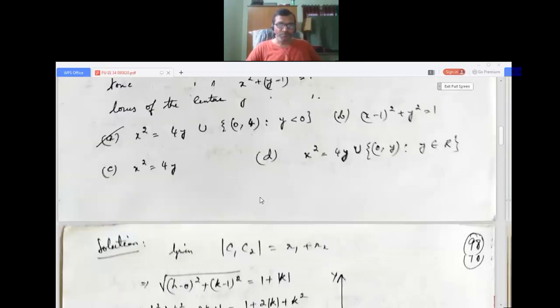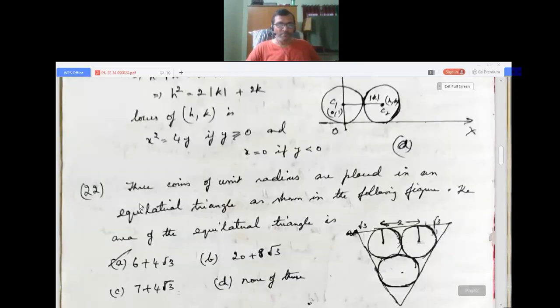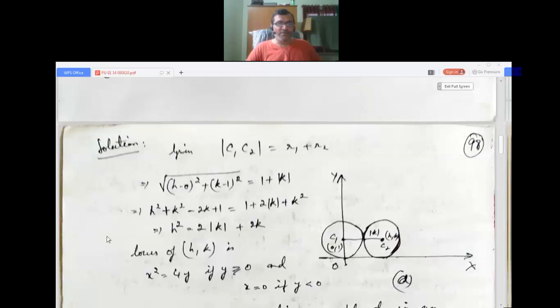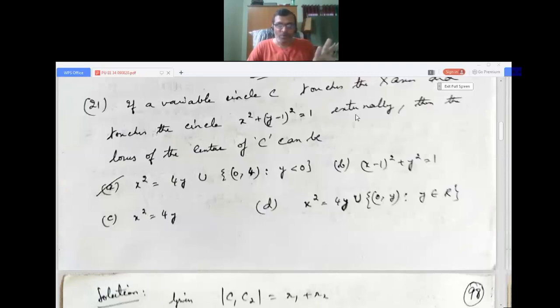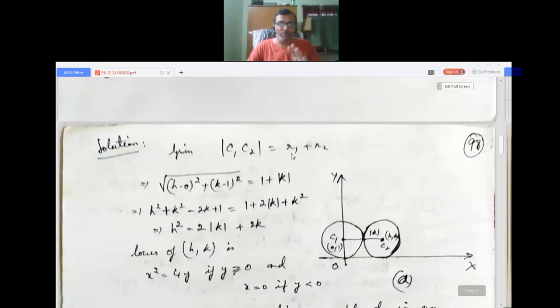Now see here, it is given magnitude of C1C2 is equal to R1 plus R2. So the distance between the centers, C1C2, is equal to the sum of the radii. Why? Because it is given here they touch each other externally. So the distance between the centers is equal to the sum of the radii because they touch each other externally.